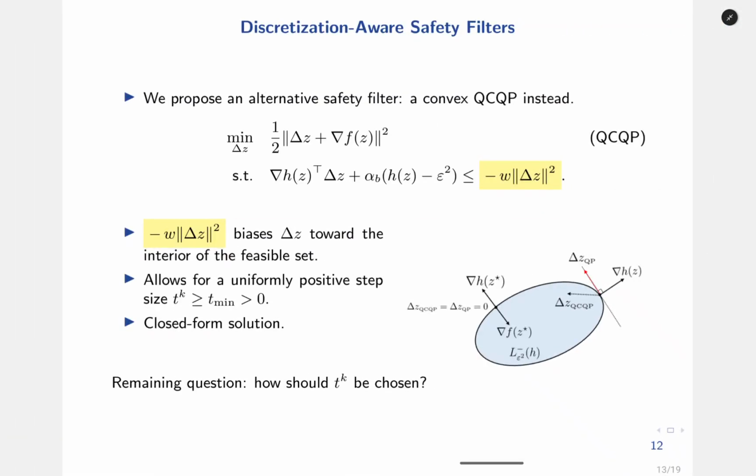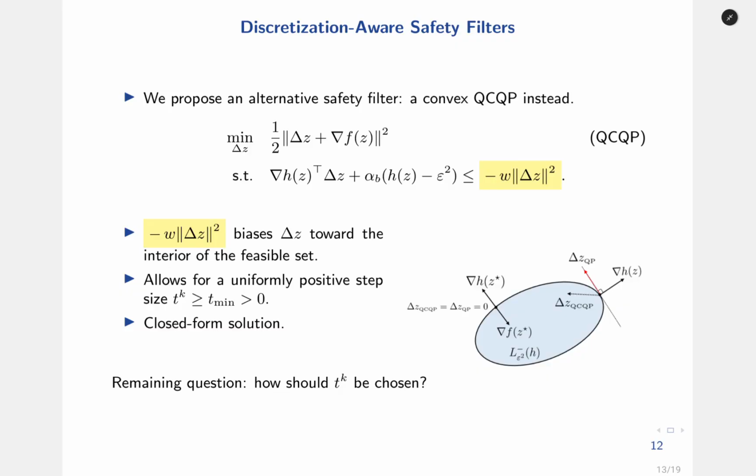To address the discretization challenge, we introduce a new type of safety filter that is explicitly designed for discrete time updates. Instead of the earlier QP used in continuous time, we now formulate a convex QCQP that directly solves for the update direction delta z. The key feature of this QCQP is the additional tilting term in the constraints shown in yellow. Geometrically, this term biases the update direction towards the interior of the safe set rather than allowing it to become tangent to the boundary. This ensures that a positive step size always exists, even after discretization. It is important to note that the QCQP still has a closed form solution, so it adds no computational overhead.